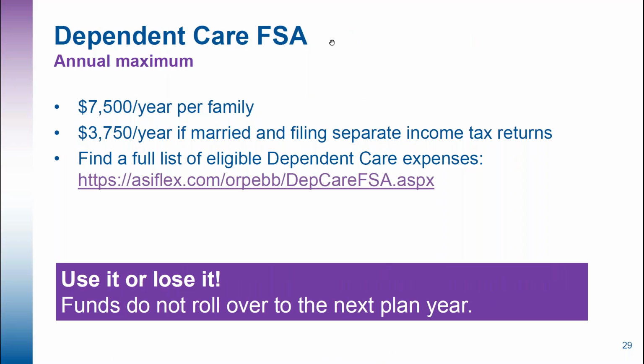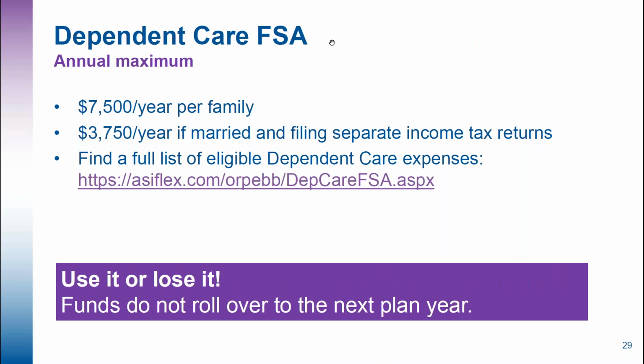The dependent care FSA, $7,500 per family. So let me say that, and the next bullet point says $3,750 a year if you're married and filing separate income tax returns. But we have seen it every plan year where Jane works for the state and Sam works for the state, and Jane puts in $7,500 and so does Sam, for a total of $15,000. You can't do that. It's $7,500 a year per family.